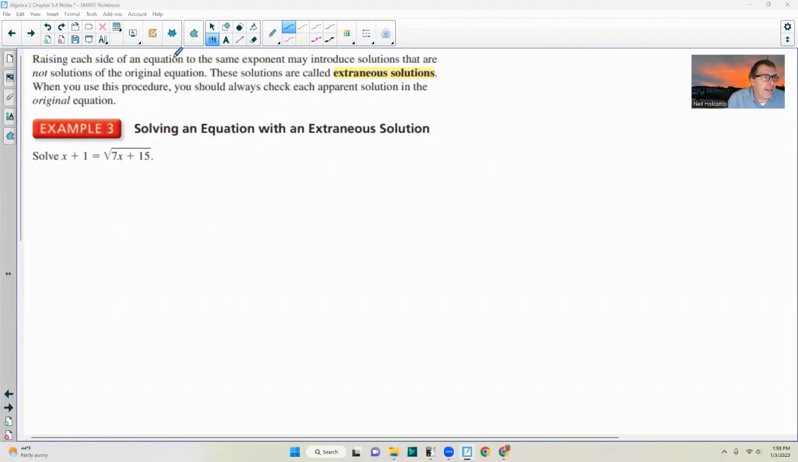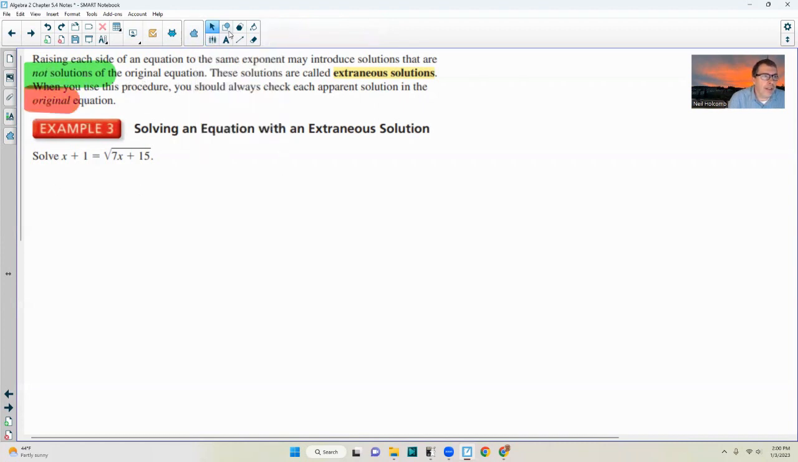Okay, so now raising each side of an equation to the same exponent may introduce solutions that are not solutions of the original equation. Let me highlight that. Not solutions of the original equation. These solutions are called extraneous solutions. When you use this procedure, you should always check each apparent solution in the original equation.